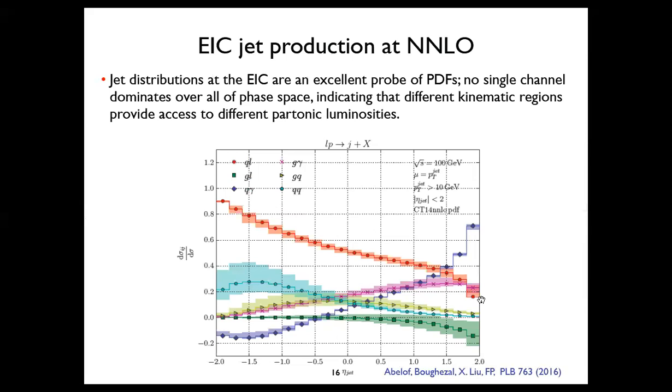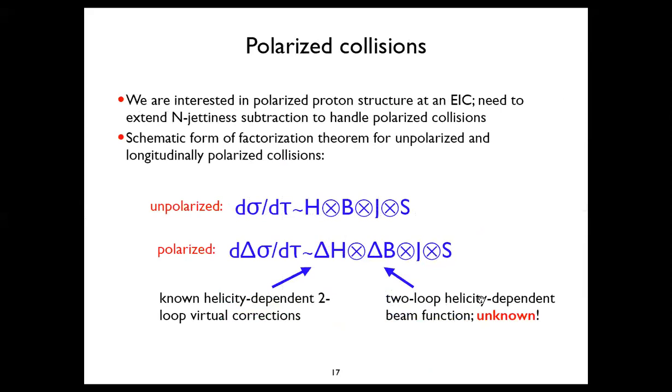And what that required was an extension of this theoretical formalism from the unpolarized case, where it was developed, to handle polarized collisions. So let me very schematically take that factorization theorem that I wrote down before for the below-cut cross section, and let me extend it to the case of longitudinally polarized collisions. If you do that, there's basically two things that change, as shown in the two formulae there. So the hard function changes, and the beam function changes. The jet and the soft function know nothing about the polarization of the initial state, so they are the same in both of these cases.